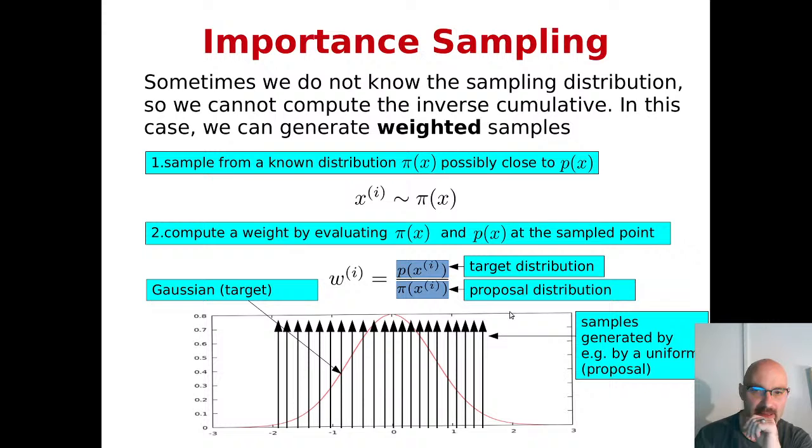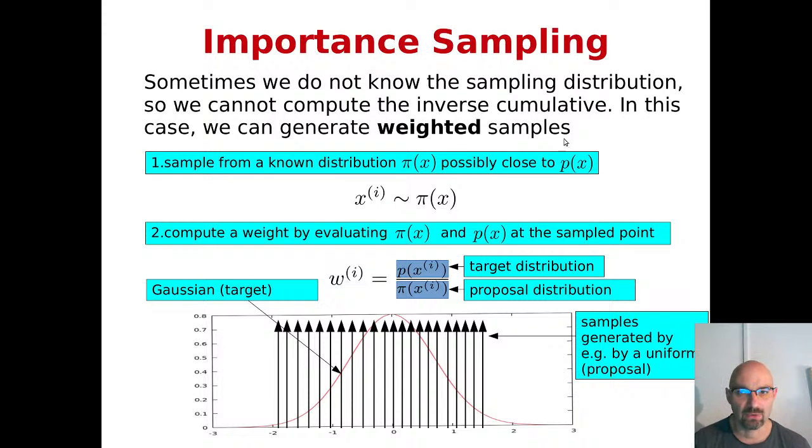We might, for instance, know that our P of X might take values or is bounded in a certain region of the state space, and in this case, as pi of X, we might select a uniform distribution that covers that area of the state space. Okay, just to give you an idea.